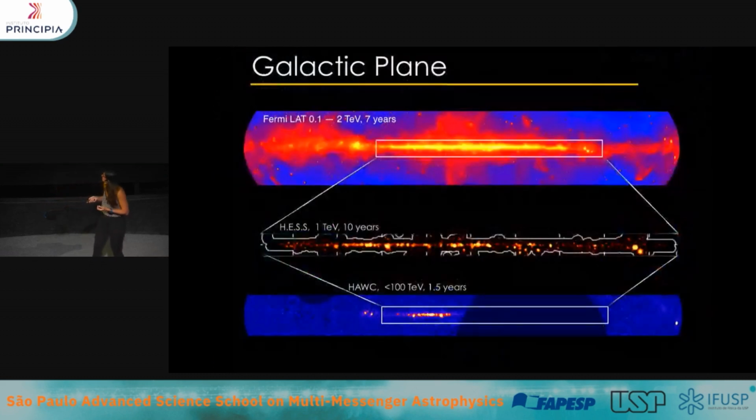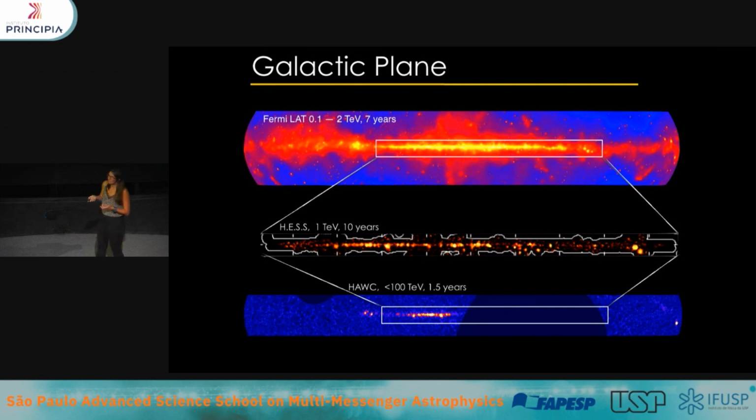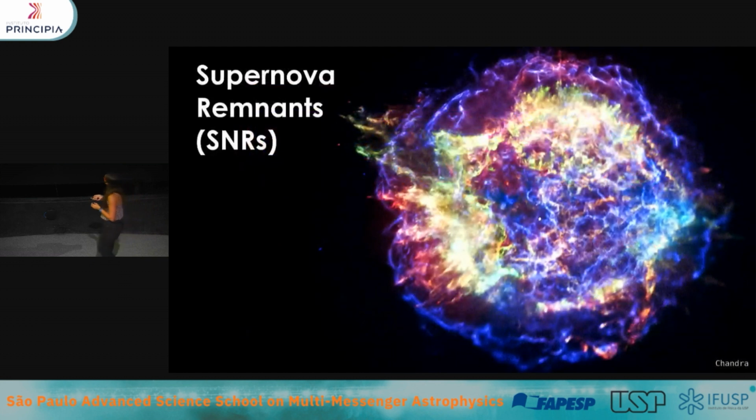So let's start. Yesterday we were saying that the high energy sky that Fermi sees has many more sources than if you go to higher and higher energies. But still we have been getting a lot of new discoveries around the 100 TeV regime that I will show you in a few minutes.